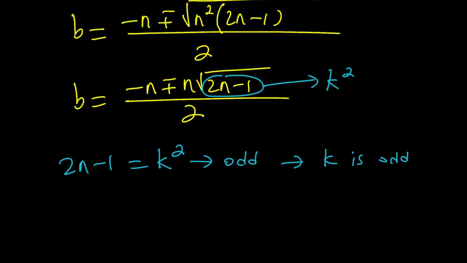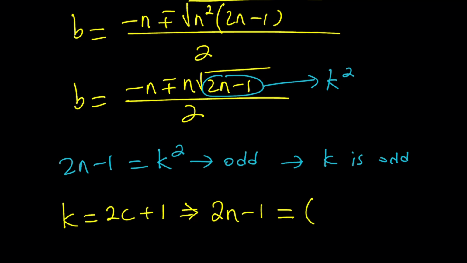Nice. Since k is odd, I can write k as 2c plus 1. This is number theory. Welcome to number theory. If you haven't seen a problem like this before, we make a lot of substitutions. Now, here's the fun part. If k is equal to 2c plus 1, then 2n minus 1 is equal to k squared. So I'm going to replace this with k. It's going to be 2c, or not 2c. Hopefully you see what I see.